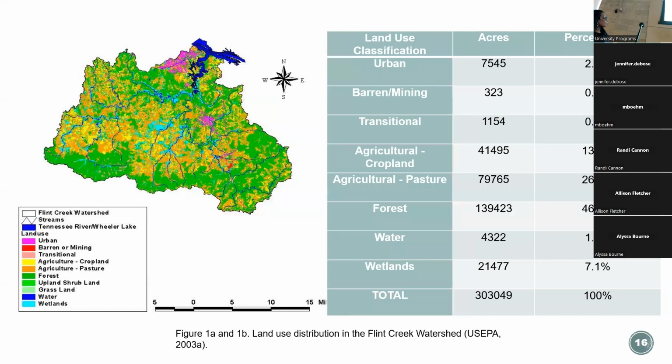And so this figure shows the land use distribution within the Flint Creek watershed. Here you see that the forest land use is the most dominant at 46%, then agricultural together is 40%. And then here at the top is urban at 2.5%. And so those are the three land uses that we'll be looking at today.